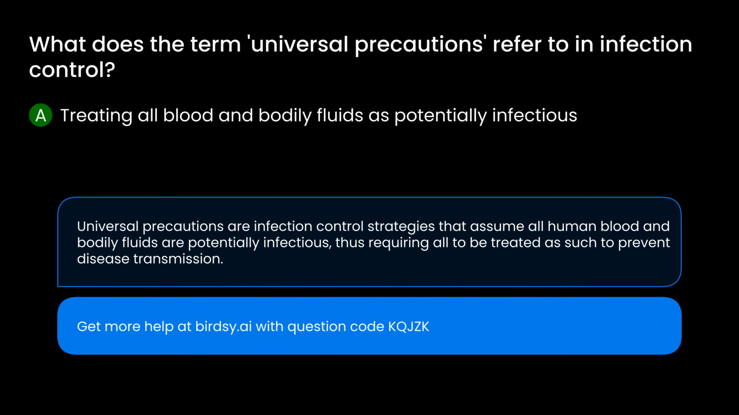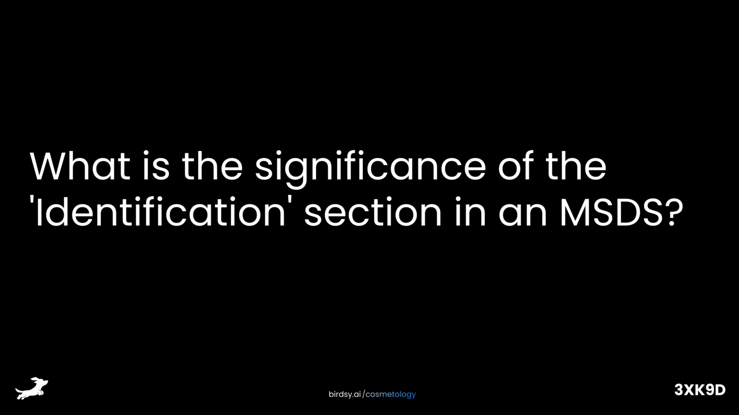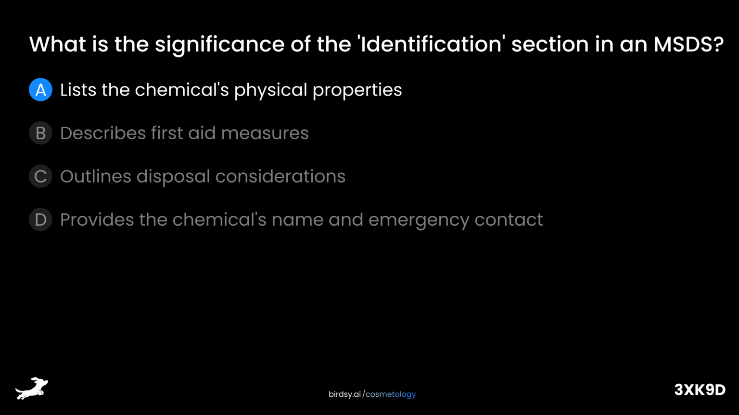Universal precautions are infection control strategies that assume all human blood and bodily fluids are potentially infectious, thus requiring all to be treated as such to prevent disease transmission. What is the significance of the identification section in an MSDS? Is it A, lists the chemical's physical properties, B, describes first aid measures, C, outlines disposal considerations, or D, provides the chemical's name and emergency contact? The answer is D, provides the chemical's name and emergency contact.